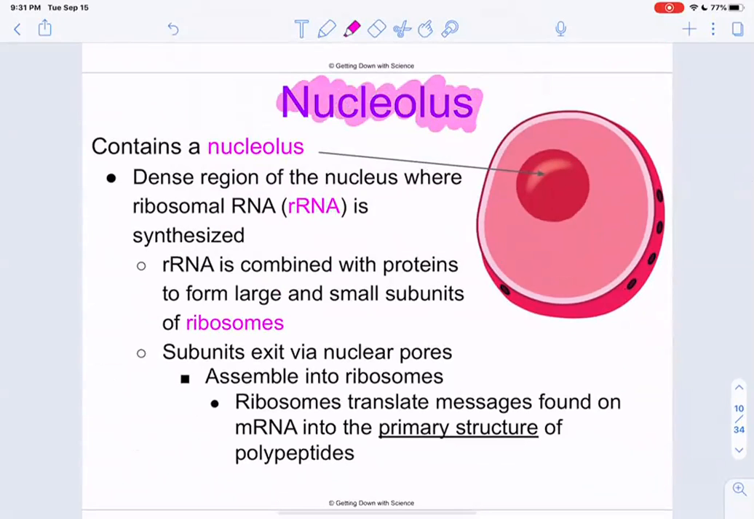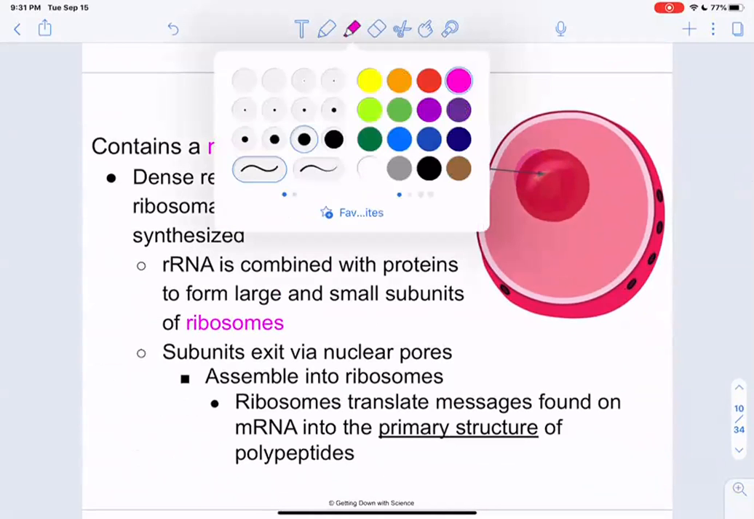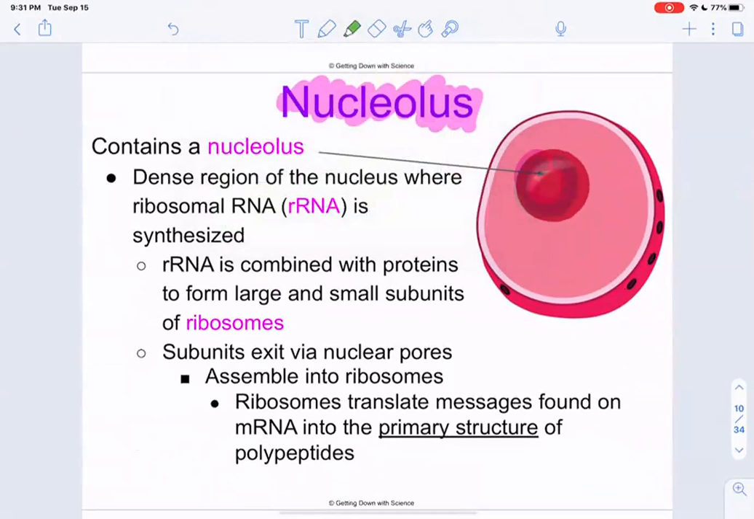Nucleolus. Like nucleus, spell a couple more letters. So the nucleolus is this dense region right here that I'm highlighting in green. And this is where ribosomal RNA is going to be created. So rRNA is going to be created here. Eventually, this rRNA is going to combine with proteins to form large and small subunits called ribosomes.